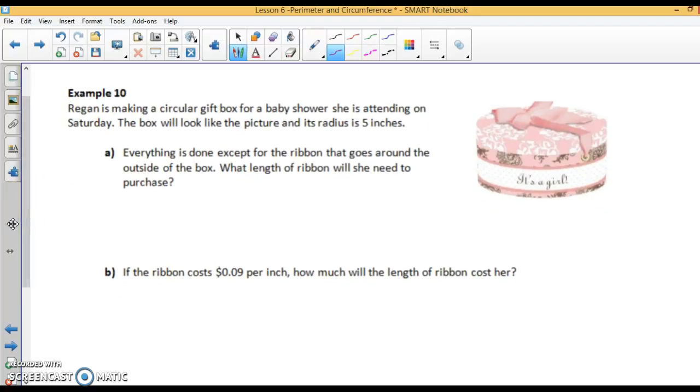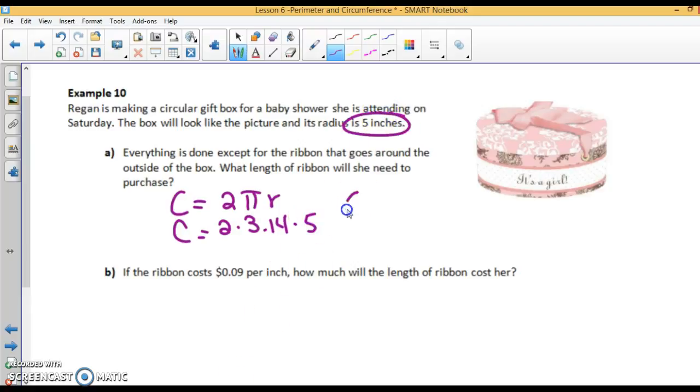Well, think about it. If the ribbon is going around the outside, it is circumference. So, circumference is 2 pi r. Circumference is going to be 2 times, we're going to estimate, the radius is 5. So, our circumference is approximately 31.4 inches. So you probably need to buy 32 inches of ribbon.